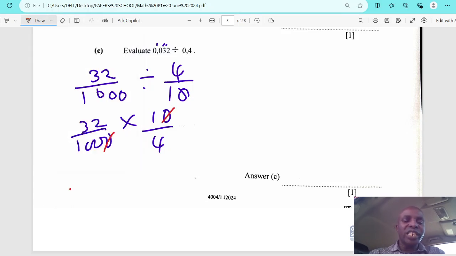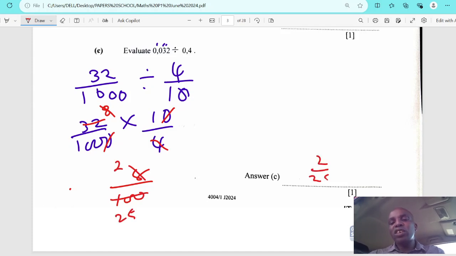0, 0 cancel out. 10, 10 cancel out. Then 4 into 32 is actually 8. Right. We're left with 8 and 100. You can simplify by 4. 8 over 100. 4 into 8 is 2. 4 into 100 is 25. So the answer is 2 over 25. Done.